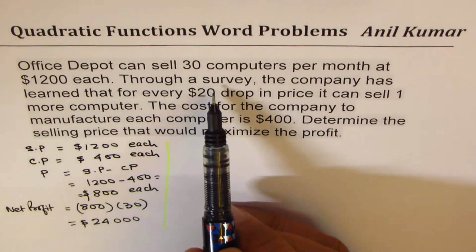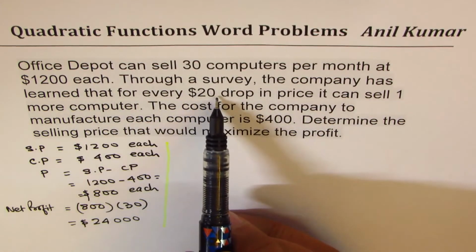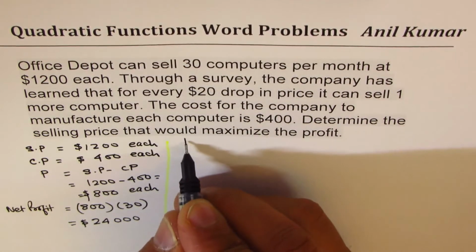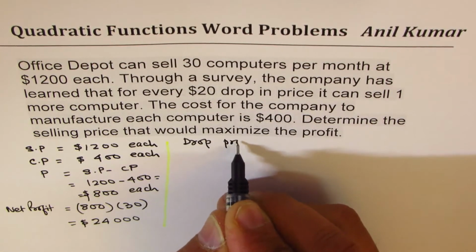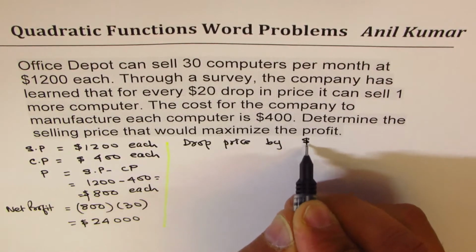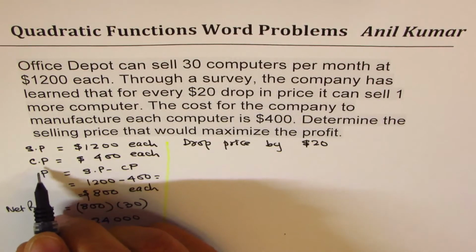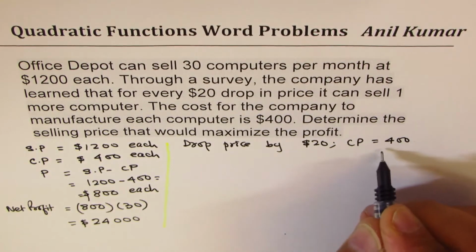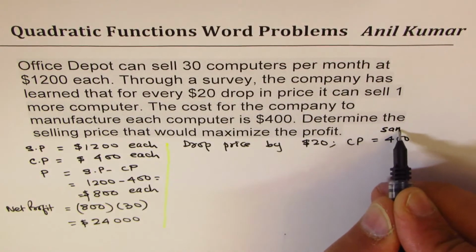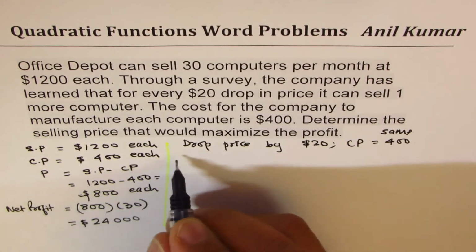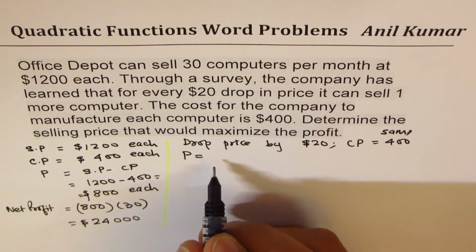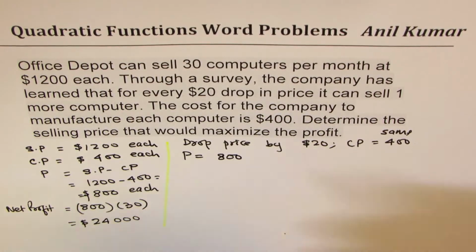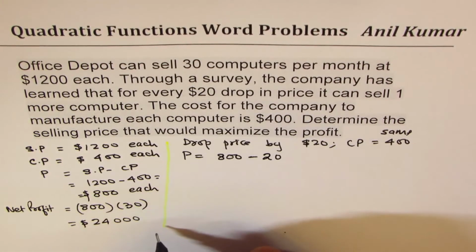It says, through a survey, the company has learned that for every $20 drop in price, one more computer can be sold. Now if I drop price by $20, what happens to my profit? Cost price still is $400, which is constant, right? Same cost price. So actually, profit on each computer will drop by 20, right? So it'll be 800, which was earlier profit, minus 20. Is it okay?